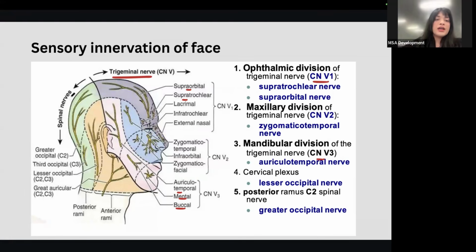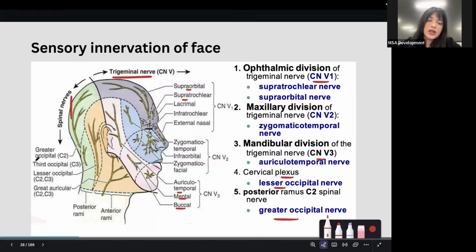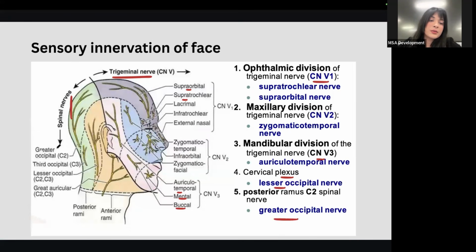If you go toward the back of the head, this is supplied by the spinal nerves. So you have the cervical plexus, which is the lesser occipital nerve, and then the greater occipital nerve. So basically, all that. Remember, the greater occipital nerve is over here, C2, third occipital C3, and these are the areas that they supply.